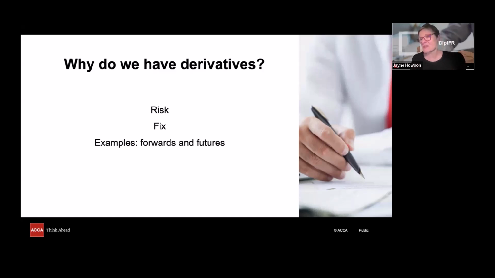Now, I have to stress at this point, I am not a corporate treasurer. I'm not interested in how these work. I'm not interested in who I've got these agreements with. I'm the bookkeeper when I'm doing financial reporting, and what I'm interested in is how these are reflected in the financial statements. And what we need to do in the financial statements is show the substance of these transactions, which is the fixed amount that we will pay or receive.